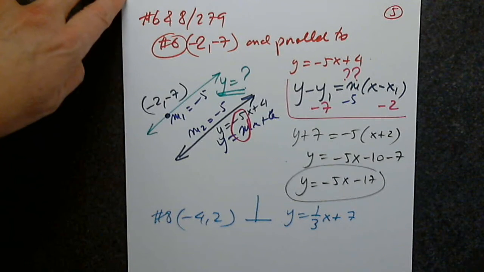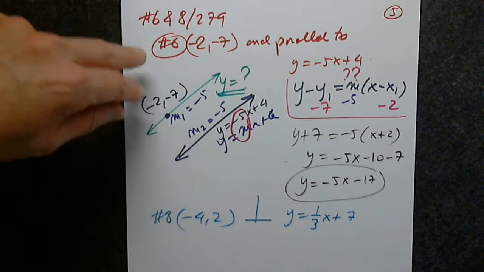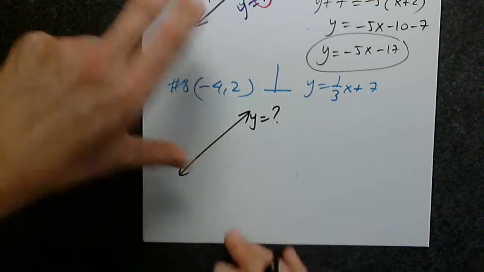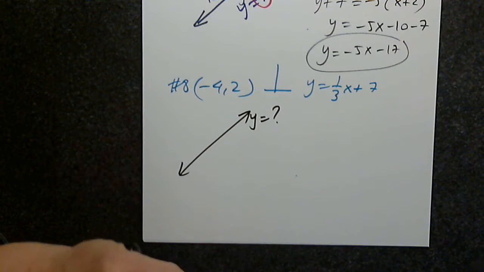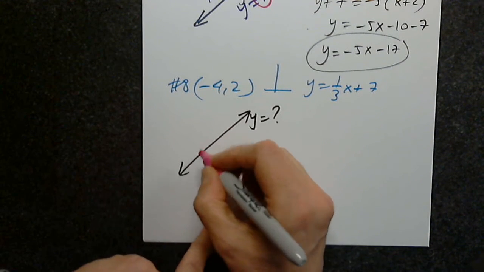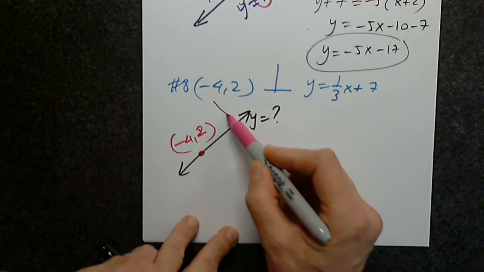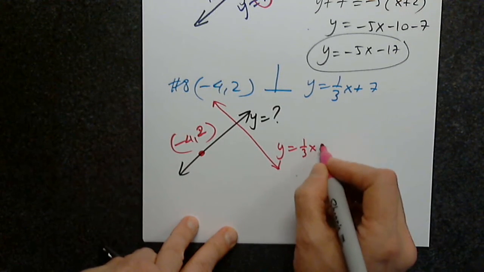So I'm going to use a graph. I'm not really graphing any particular equation. I'm just giving you the background. So there is a line whose equation I'm trying to find. And I know two things about it. One, that it passes through -4, 2. And secondly, it's perpendicular to a line whose equation is y equals 1/3 x plus 7.